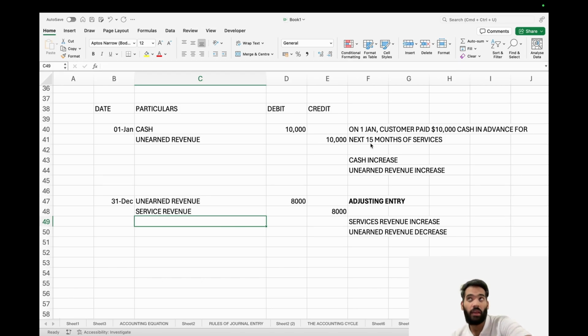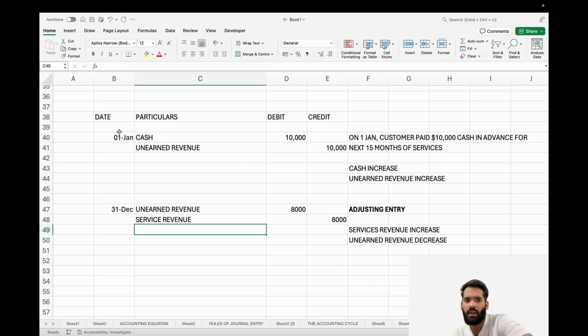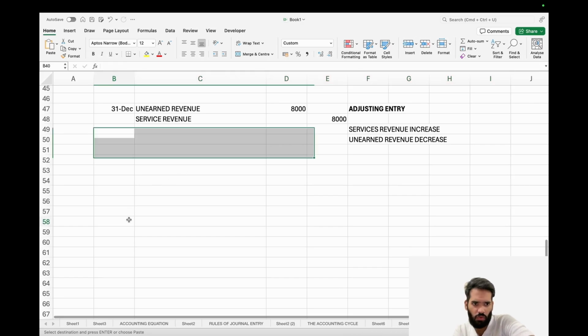Now, if I try to think about what might still be bothering you, you might be thinking, what if it's a middle-of-the-year kind of situation? I received the money, let's say, during the year, and then at the end of the year, how would I do the adjusting entry? Okay, so literally the same idea. Let me copy the same example, just change the date, so I can show you what you would do.